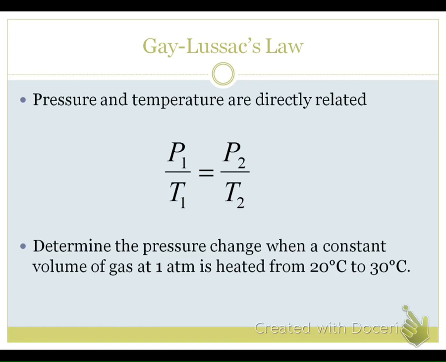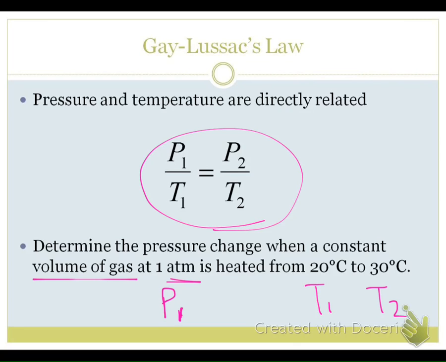All right, so let's try this one quickly for Gay-Lussac's. Determine the pressure change when a constant volume of gas at 1 atmosphere is heated from 20 degrees Celsius to 30 degrees Celsius. We want to find the pressure change, so that means we need to solve for P1 or P2? P2. Good, P2. Constant volume means that we are able to use this equation. 1 atmosphere is going to be our P1. This would be our T1 and T2, but we need to convert those into the correct units.